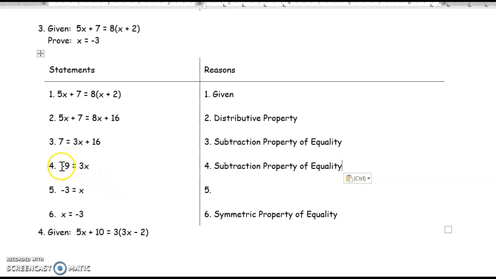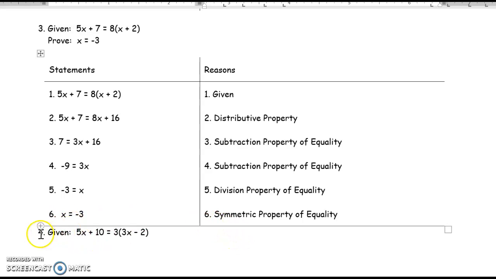Now on our next step, you notice that we have negative 9 equals 3x. Now we have negative 3 equals x. Well, what do we do there? We divide it. So that's our division property of equality. And our last step, we changed negative 3 equals x to x equals negative 3. And this is something called the symmetric property of equality.